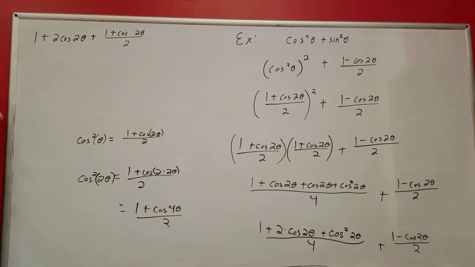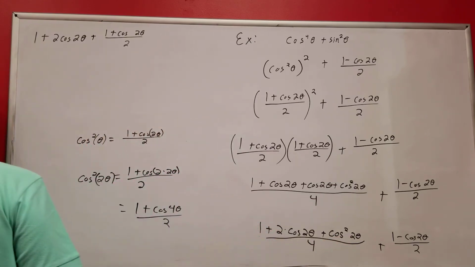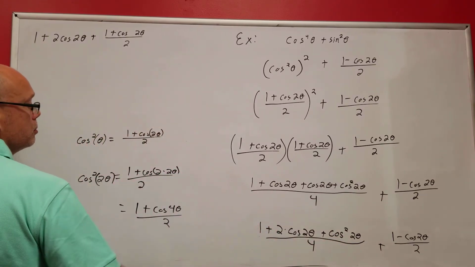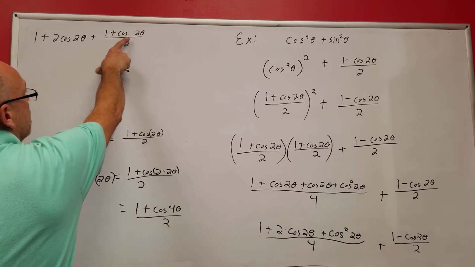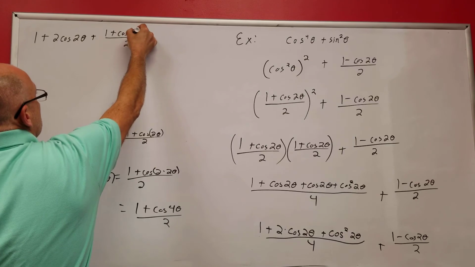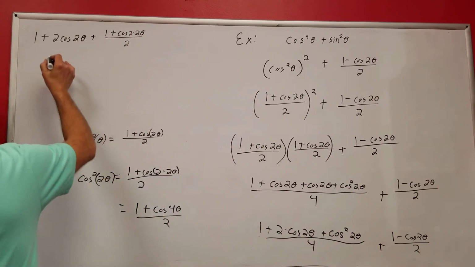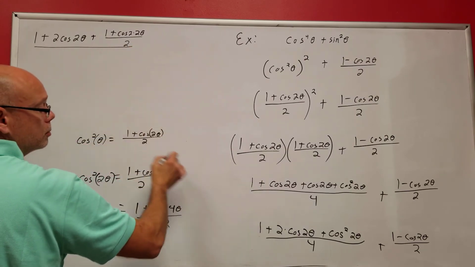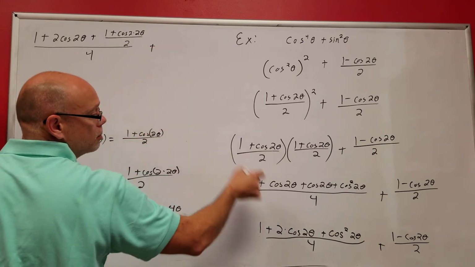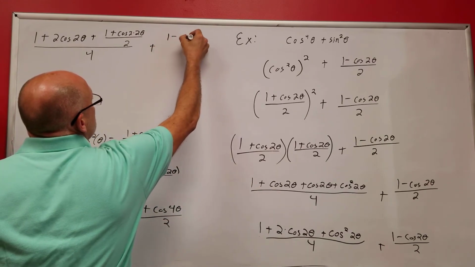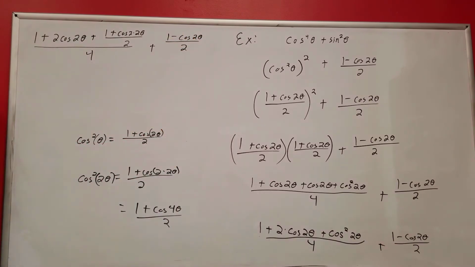So if I use the identity right here for this piece right here, that would be what? That would be 1 plus cosine of 2 times 2 theta, right? All over what? All over 4 plus 1 minus cosine of 2 theta over 2.